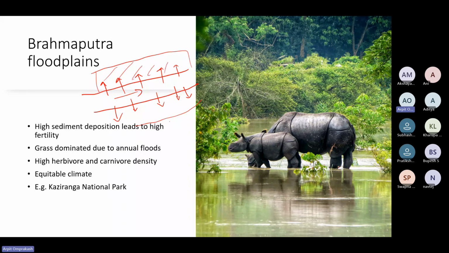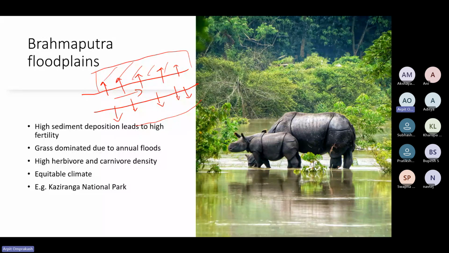Every year it gets flooded, and because of that, the plant life in the flooded areas dies, and that's why not a lot of trees grow, because every year they tend to die. So there are a lot of grasses that dominate. There's a lot of sediment deposition due to flooding, which increases the fertility, and that's why fast-growing grass species tend to come up here.